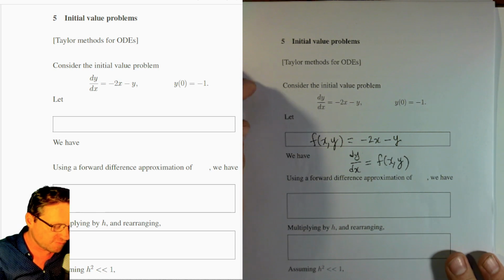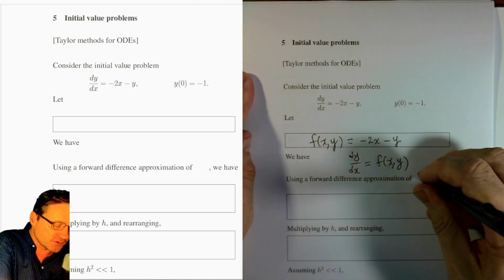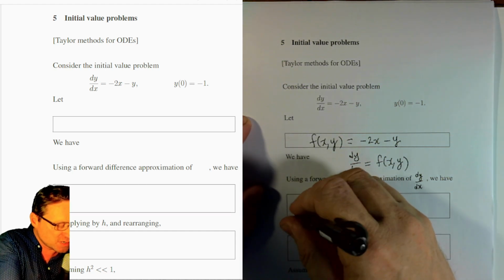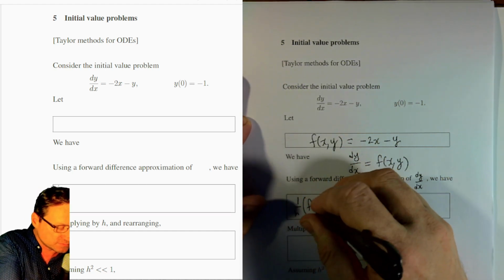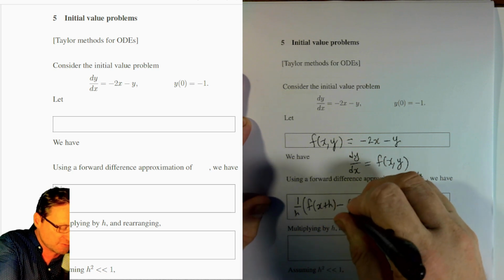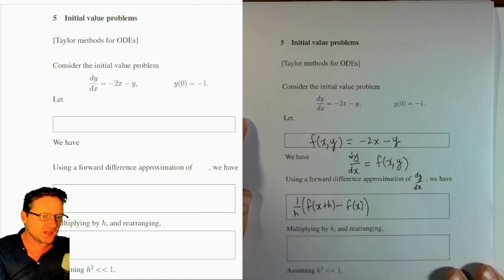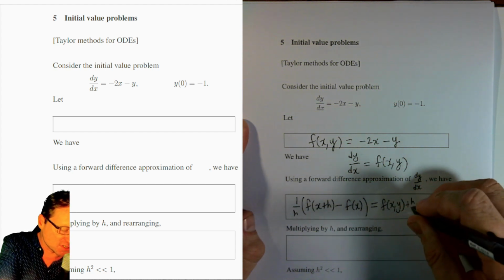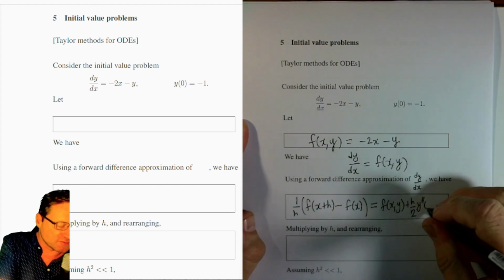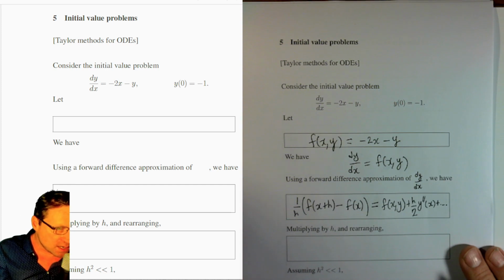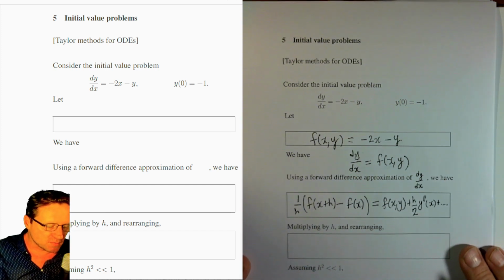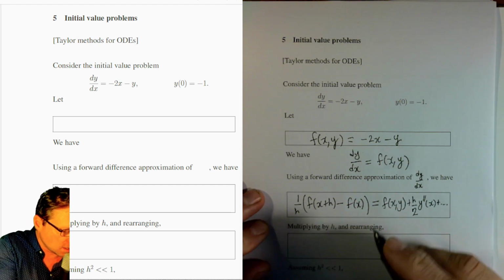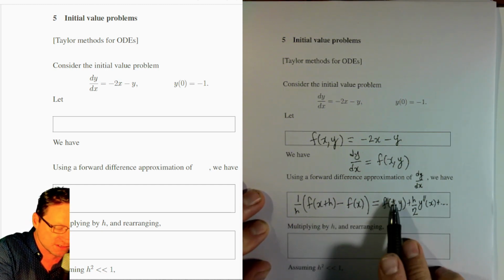All right, so using a forward difference approximation of that first derivative dy/dx, remember it's the forward difference approximation, we have 1/h times (y(x+h) minus y(x)), okay? And we are putting this equal to f(x, y) plus h/2 y''(x), and so on. Next what we're going to do is multiply throughout by h so that we clear this left-hand side, and rearranging so that we add this to both sides.